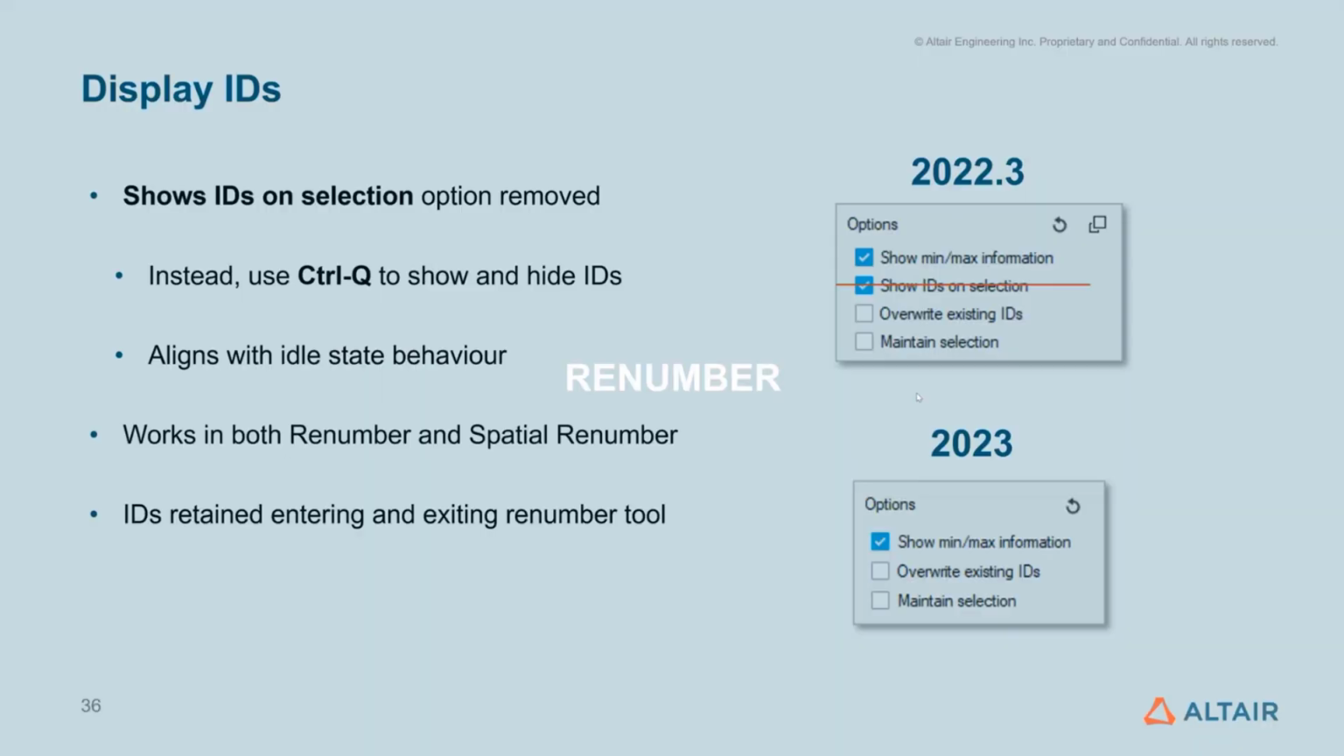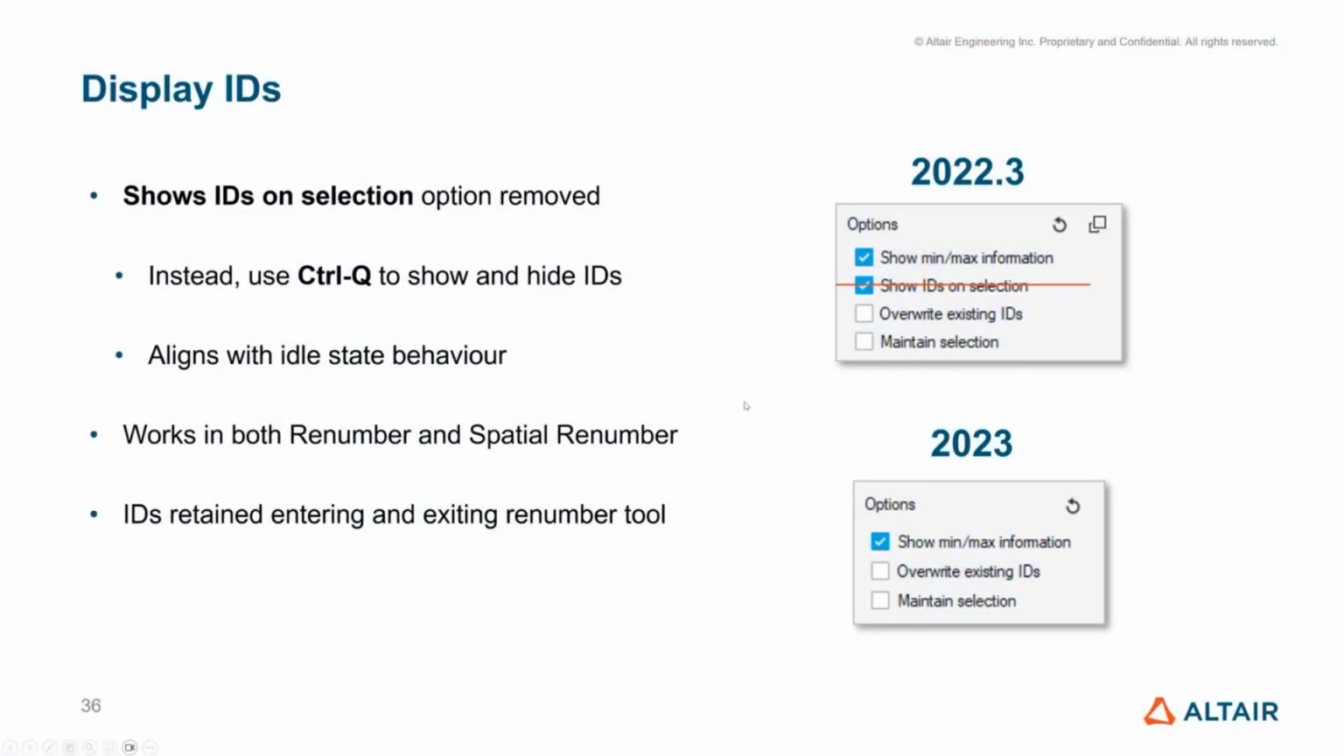Okay, so the first thing I'd like to go through is some of the updates to Renumber. So the first change we have is the Show IDs on selection option has been removed. So we're now using the Control Q shortcut or the right-click Select Show IDs option.